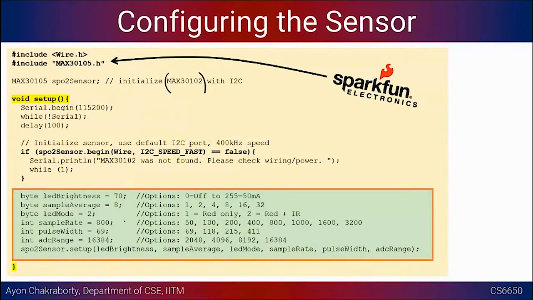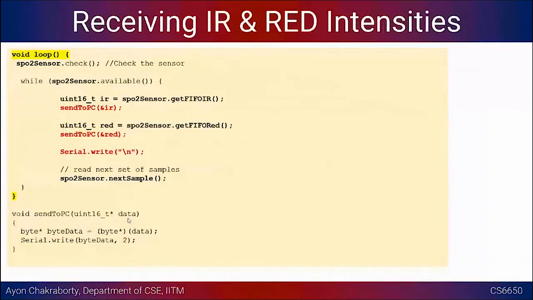So similarly, we have the sample rate, pulse width, ADC, and so on, and then you can initialize the sensor like this. Okay, and then you can simply read out the data from the queue. Whenever there is data available in the queue, we are getting the IR data. They have separate APIs for reading infrared intensity and reading red intensity. So send to PC is just a simple serial write that I have done.